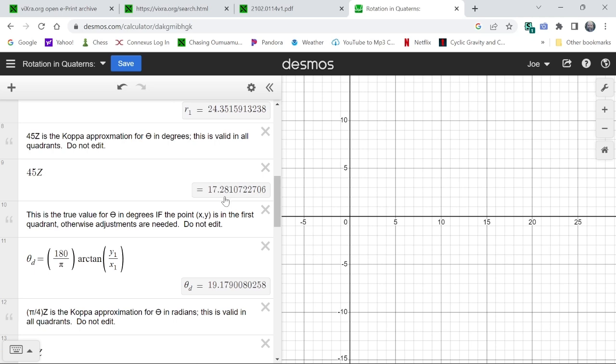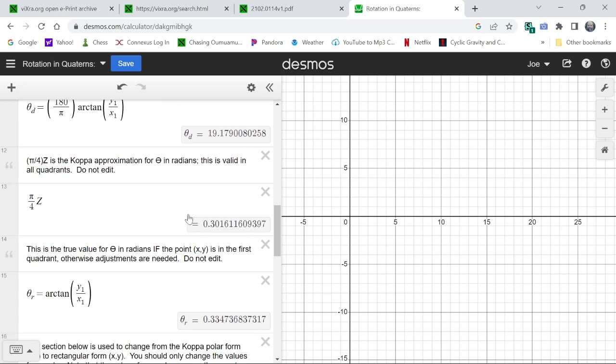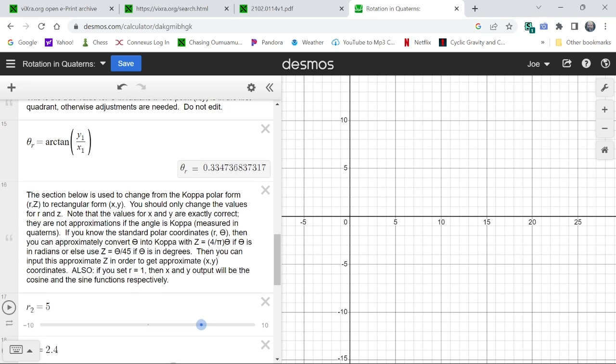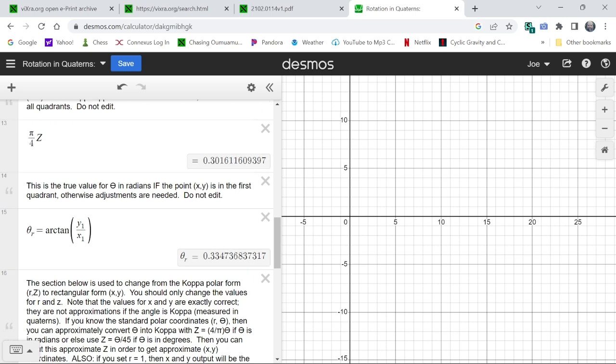That is approximate. The exact value in degrees would be 19.18. So you can see it's a little bit off, but it is a good approximation. And then in radians, the quatern approximation would be 0.3, and in radians, the true measure is 0.33. So we can see from this that quaterns deliver a very good approximation to what the actual angle is.